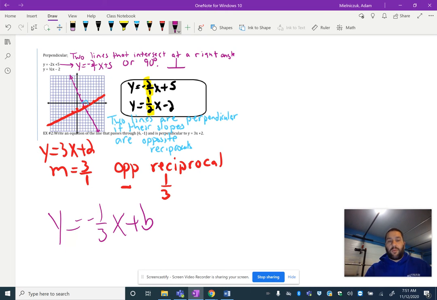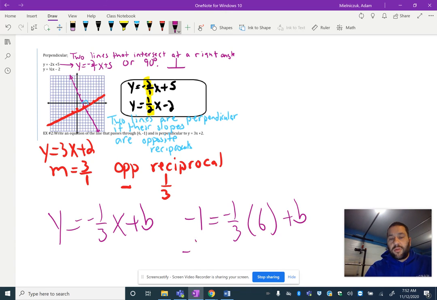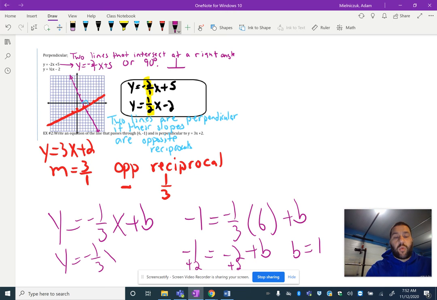Just like the last problem, we used the point (6, negative 1). Say negative 1 equals negative 1/3 times 6 plus b. So negative 1 equals, let's see, negative 1 times 6 is negative 6. Negative 6 divided by 3 is negative 2. If I add 2 over, I get b equals 1. So my equation that is perpendicular to the other line is y equals negative 1/3 x plus 1.